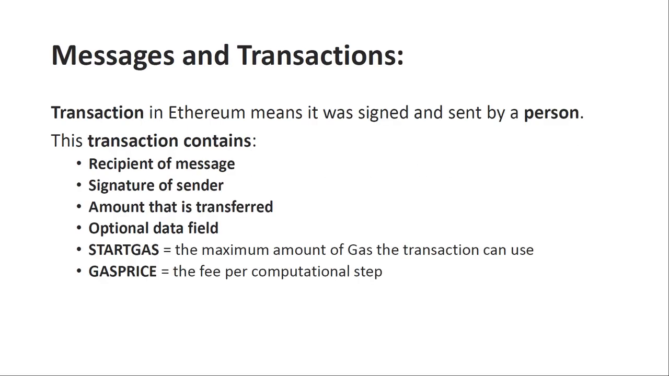Okay. So next, message and transaction. A transaction in Ethereum means it was signed and sent by people. And a transaction contains several things like the recipient of the message, signature of the sender, amount that is being transferred, optional data field, start gas, and gas price. Okay. That's it.